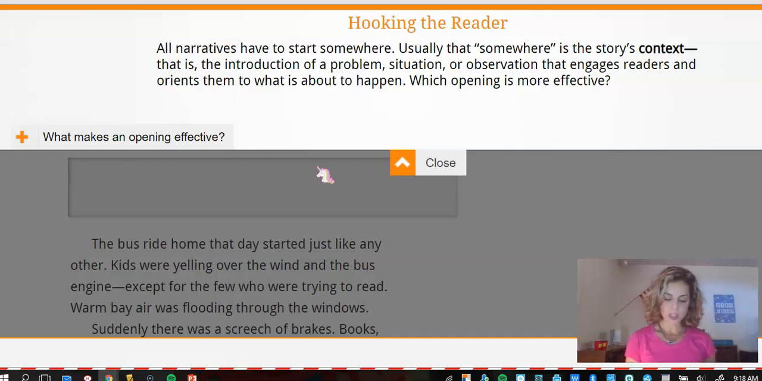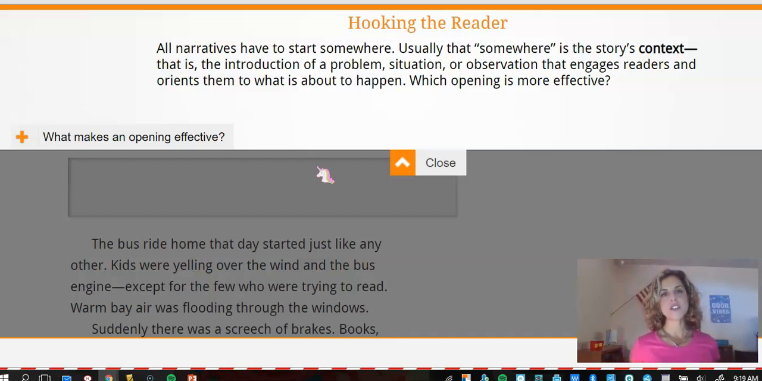Audrey, what do you think they mean when they say hooking the reader? So trying to get the reader to read the story. Excellent. Let's read this all together.